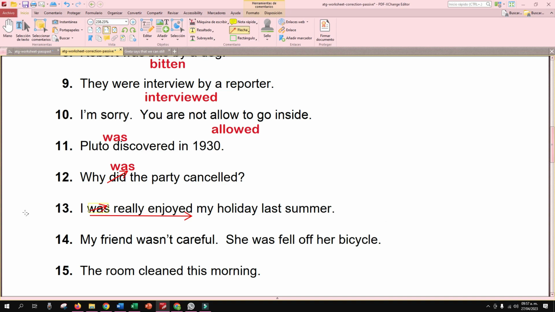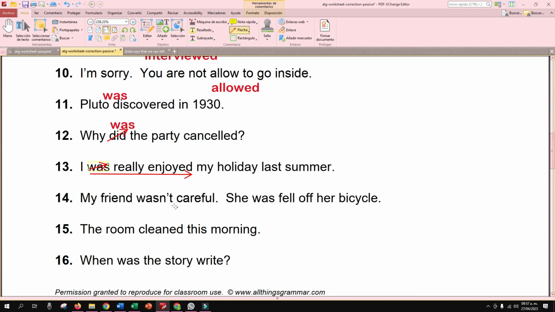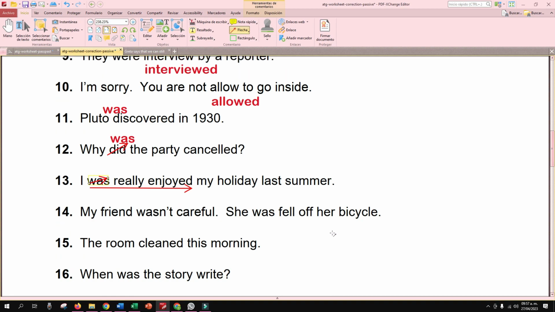Okay. Let's see this one. My friend wasn't careful. She was fell off her bicycle. Oh my God, what could be the mistake there? Yeah, we don't need the "was" in "she was fell." It's just "she fell." She fell, right? That's simple past. So: she fell off her bicycle.